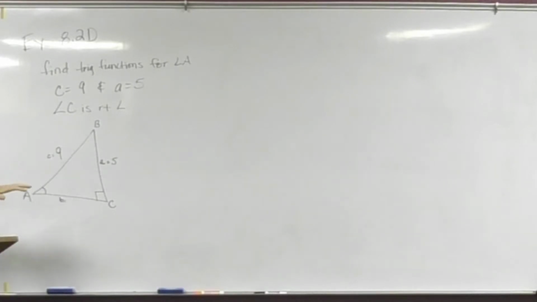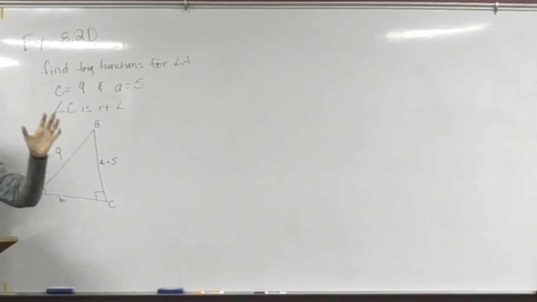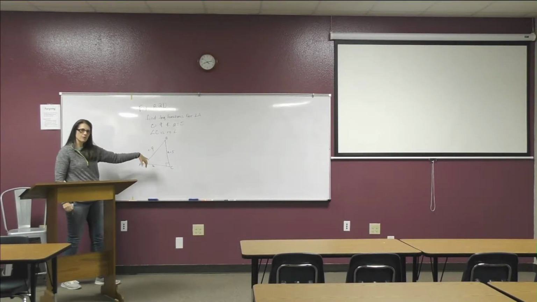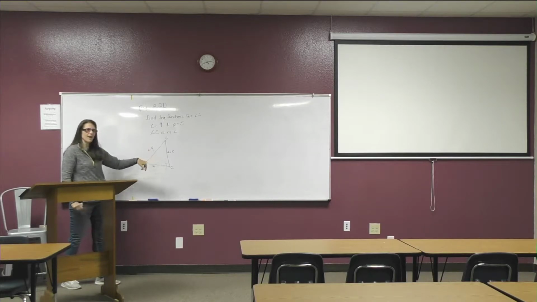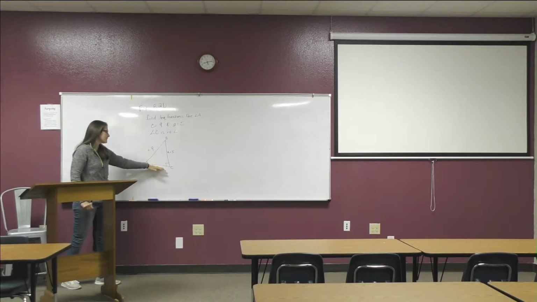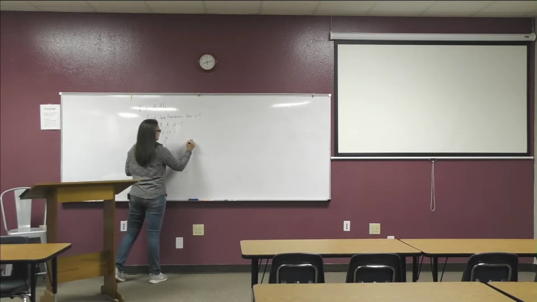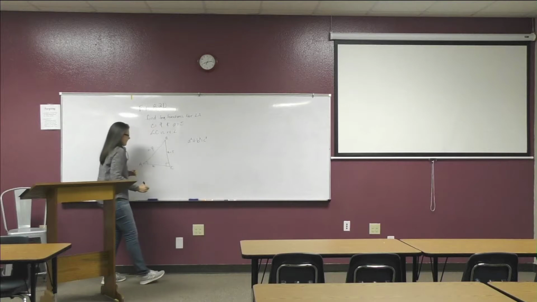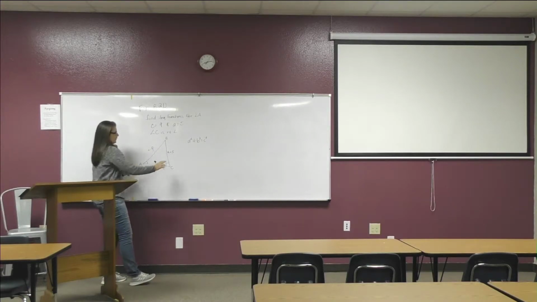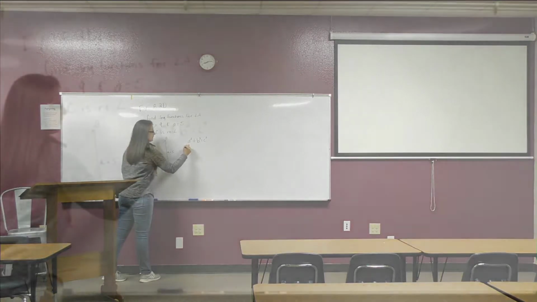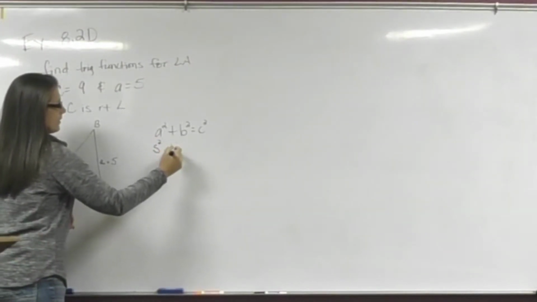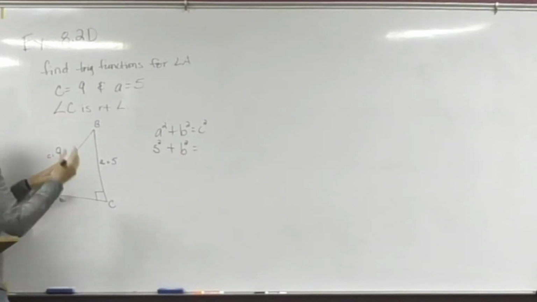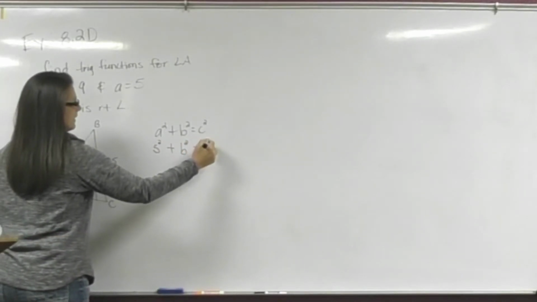The first thing we need to do, just like we did yesterday, is fill in all of these side measurements. So we're going to use the Pythagorean theorem to find this missing side. We'll start with the Pythagorean theorem, and then plug in the ones that we know. I know that A is 5, so that goes there, 5 squared, plus B squared, because I don't know what he is, so he just stays a B. And C is 9, so I'm going to substitute 9 in here.